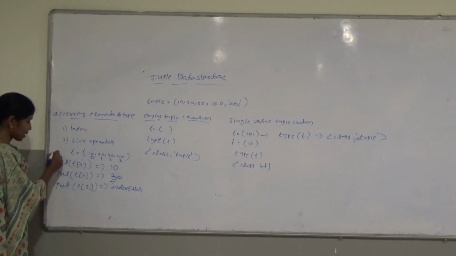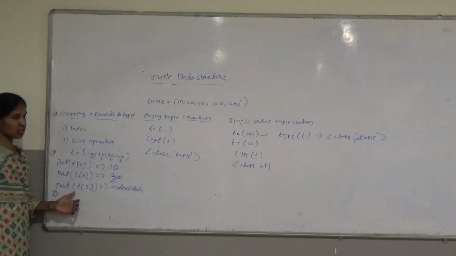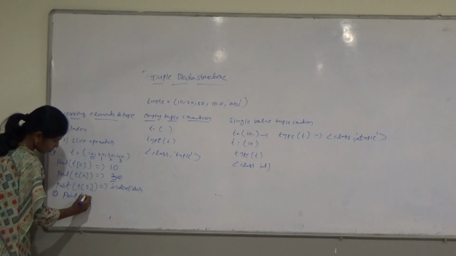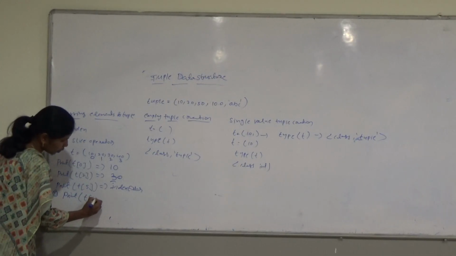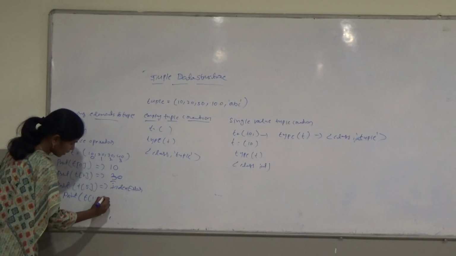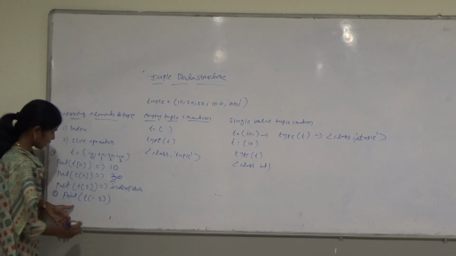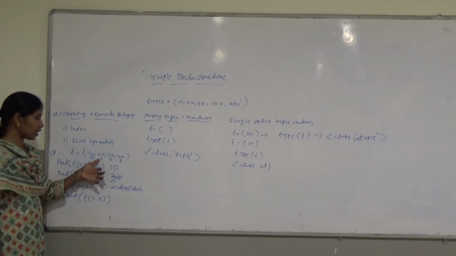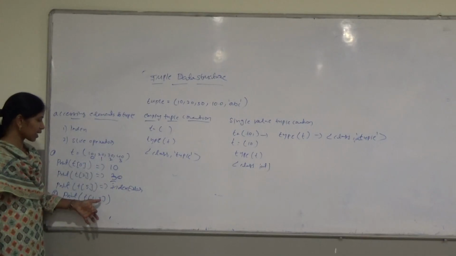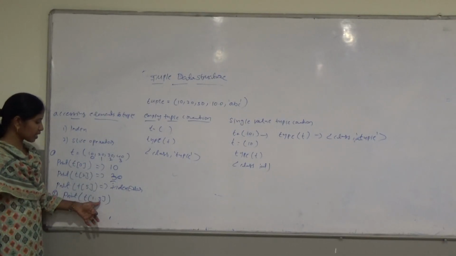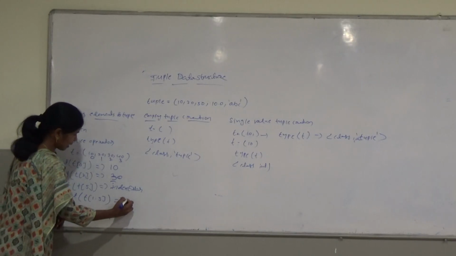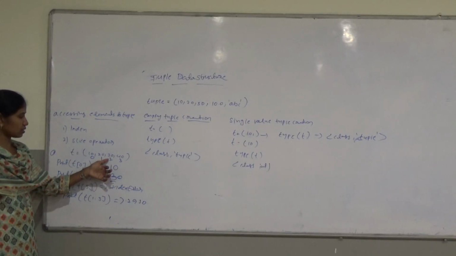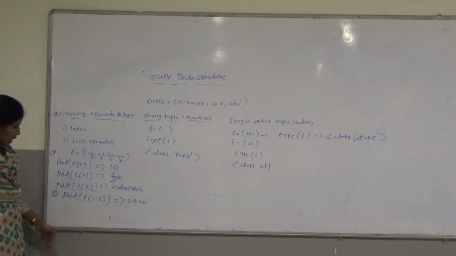By using the slice operator, we can access a portion of the elements. For example, print(t[1:3]). The indexes are 0, 1, 2, 3, starting with 1 and ending with 3 minus 1, that is 2. What is the output here? 20, 30. Only the first and second index elements are printed by using the slice operator.